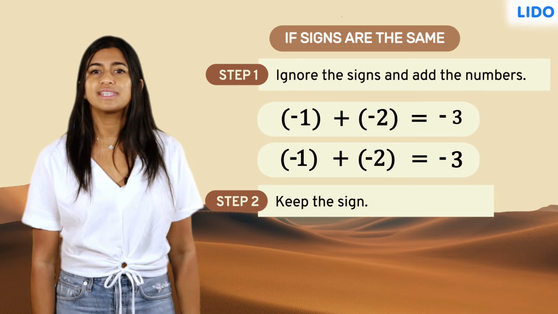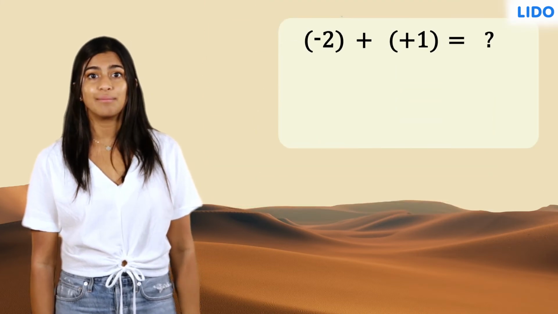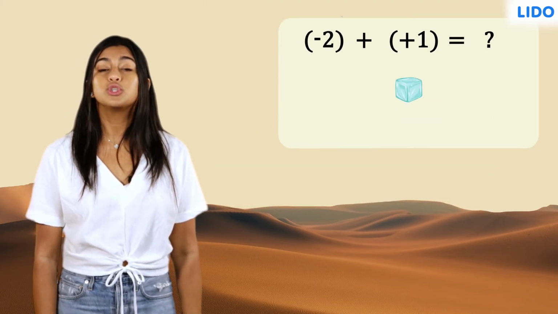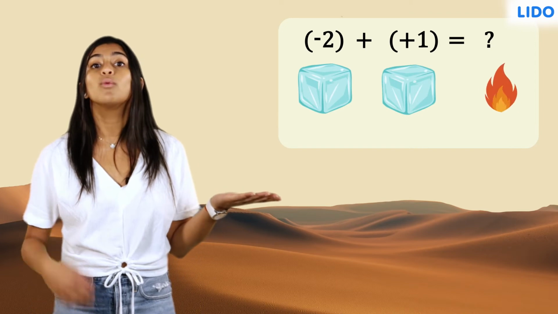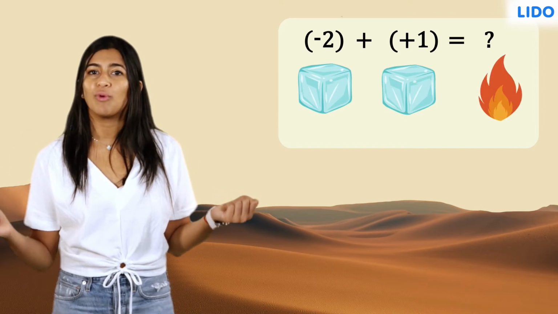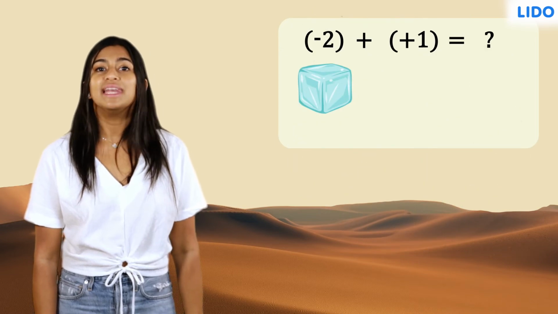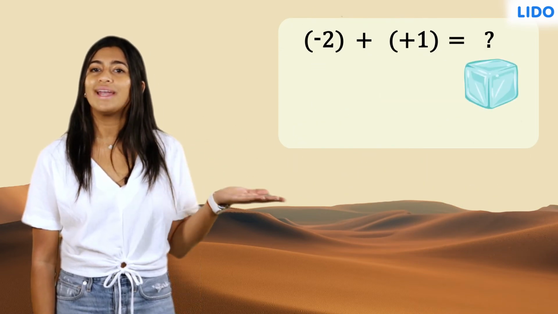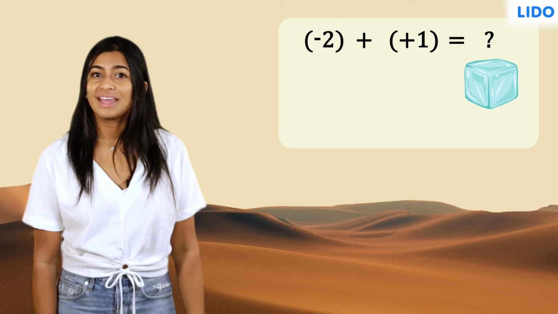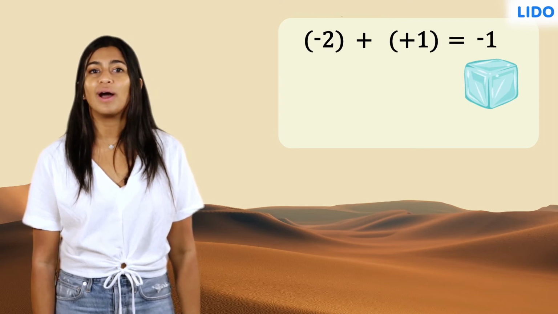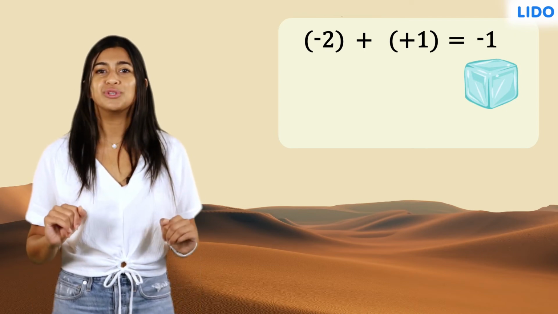But what if the signs are different, like in these numbers? That will be 2 ice cubes for -2 and 1 fire cube for +1. +1 and -1 make 0, leaving us with just 1 ice cube. So, the answer is -1. Let's write this as a rule too.